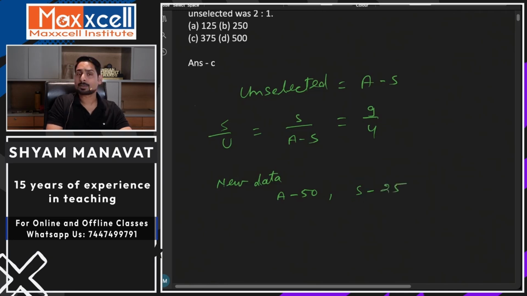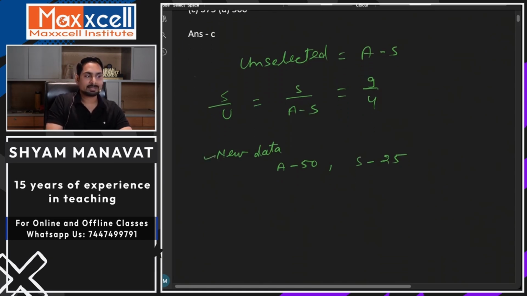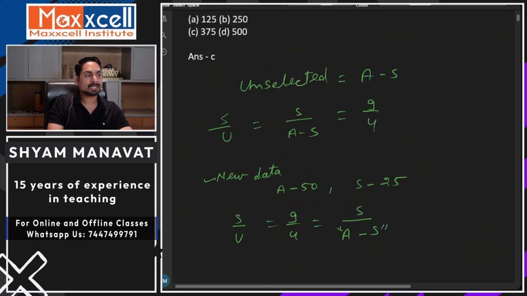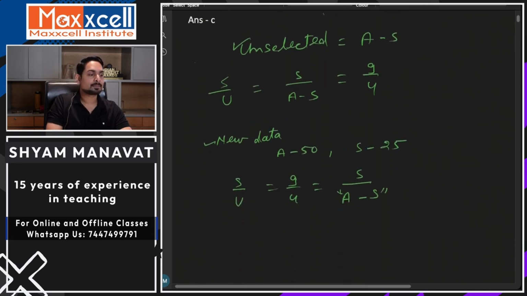Okay. This is S. You want to assume some other variable, you can. I usually prefer to assume the variable as the initial of the word. It becomes easy. Okay. So now if we have this new data, then according to this, the ratio of selected to unselected should be 9 is to 4. That can be said as selected by A minus applied minus selected. अब इसकी क्यों जरूरत पड़ी? Because we don't have any direct information about unselected. That's why we have to use this to get unselected. यहाँ तक ठीक है? Okay, चलो.